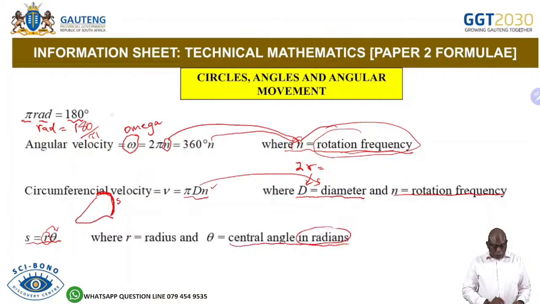Okay, so pi radians will be equal to 180 degrees. I'll show you when we come to the question how we change radians to degrees and how we change degrees to radians. Okay, now we've got a formula for that. So remember, if I've got 60 degrees, how do I change the 60? It will be 60 multiplied by pi over 180 degrees.